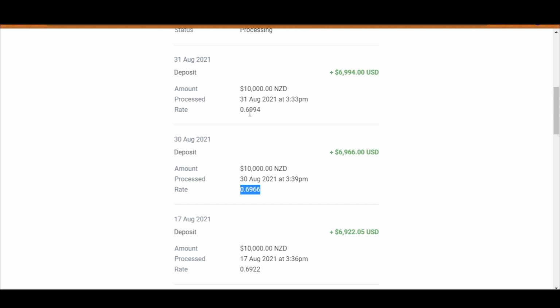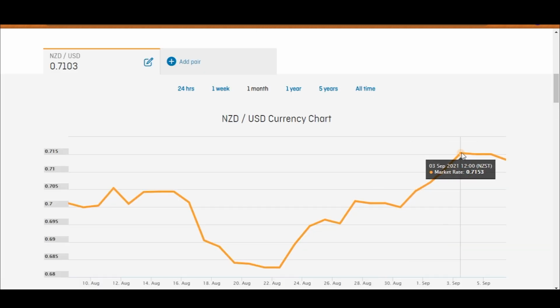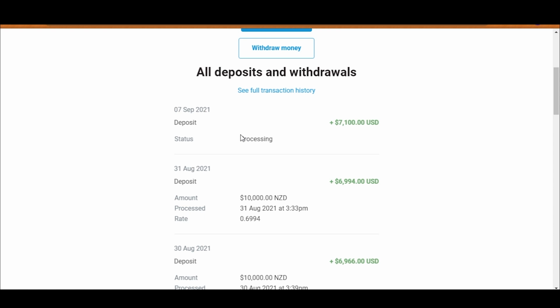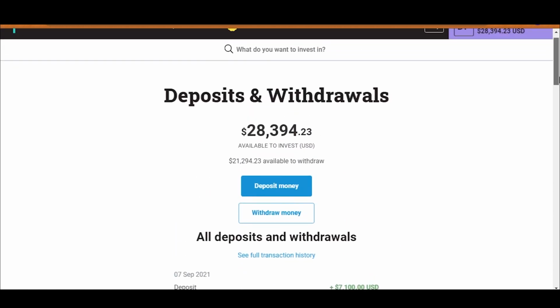The next day, my money was exchanged at 0.6994. So that's like a difference about 0.003. And that turned out to be a difference of 28 US dollars. And then I waited until this run-up was over and I deposited money today. It's still processing, but I got 7,100 US dollars. So that's a big difference. It says it's processing, but the money is ready for us to invest.